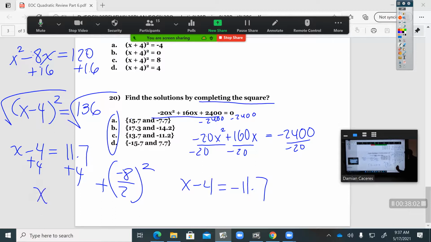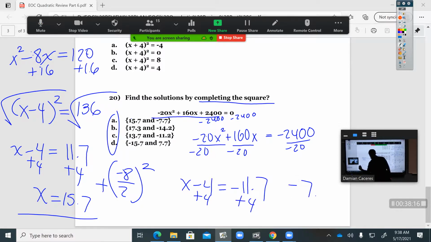So let's see what ends up being my answer. Plus 4 to get x by itself, which gives you 15.7. And over here, plus 4 gives you negative 7.7. So which one has positive 15.7, negative 7.7? A.